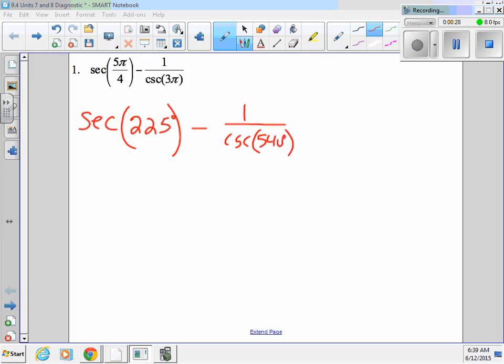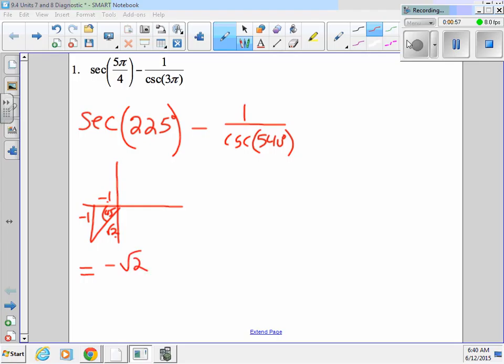All right, so secant of 225, that's the reciprocal of cosine of 225. 225 degrees is in the third quadrant with a reference angle of 45. You can get that by doing 225 minus 180. And my reference triangle would have a -1, -1, and a radical 2. So my secant is the reciprocal of cosine, so that would be hypotenuse over adjacent. And that is radical 2 over -1, otherwise known as negative radical 2.